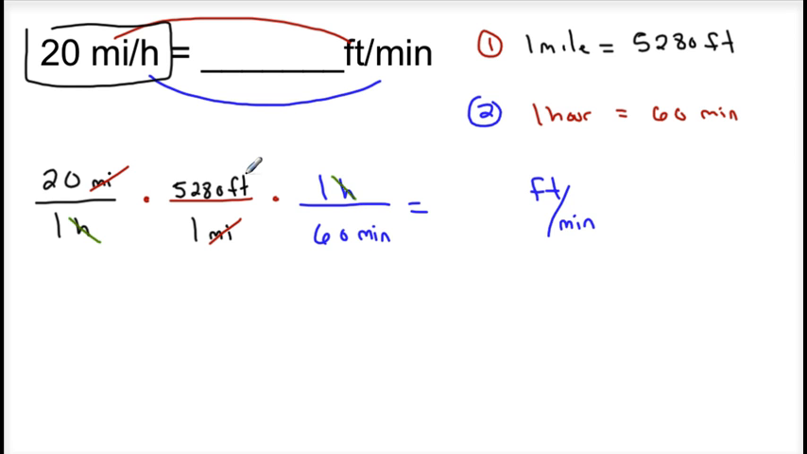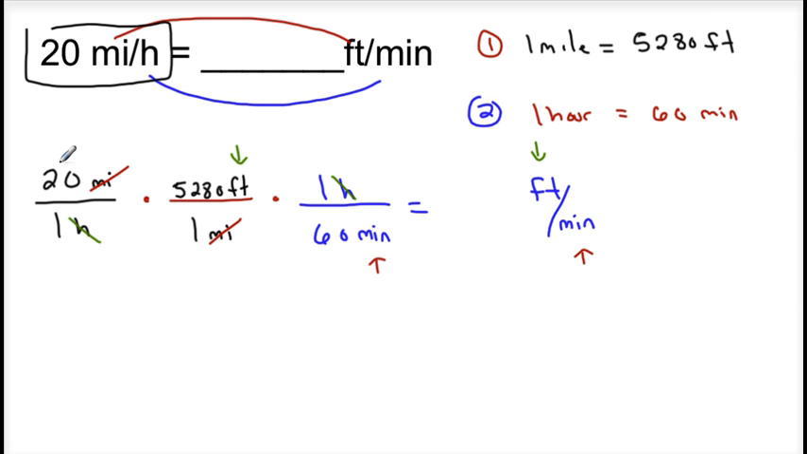Leaving me with just, so what are my units left on my numerator? The only units left are feet, which is there's feet in my final answer. What units are left in my denominator? The only unit left is my minutes, and my minutes are left in my final answer. All right, so now I should get all the units I want.